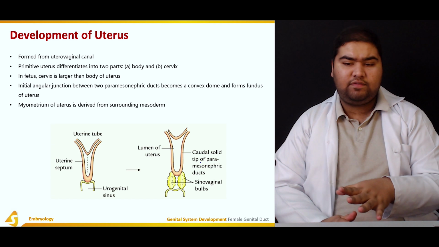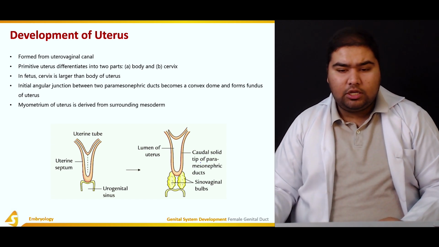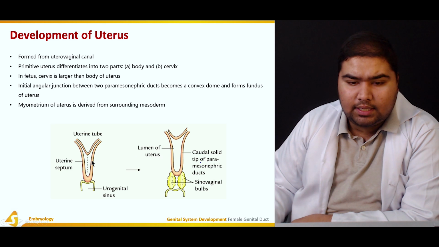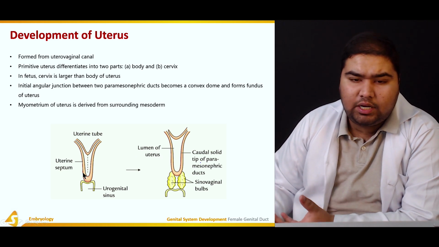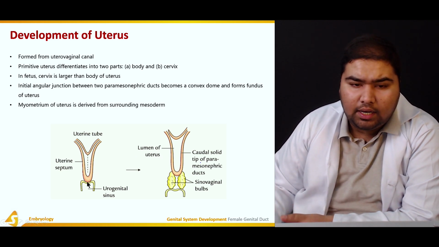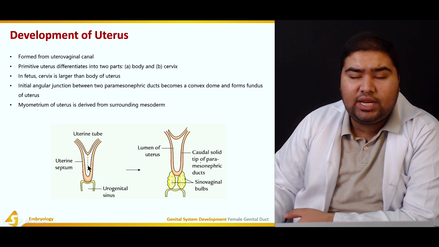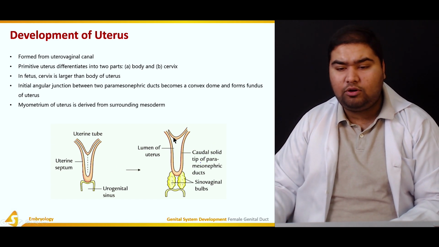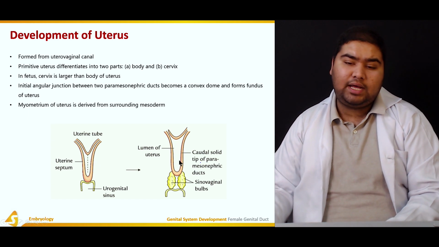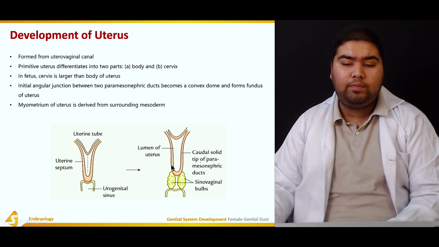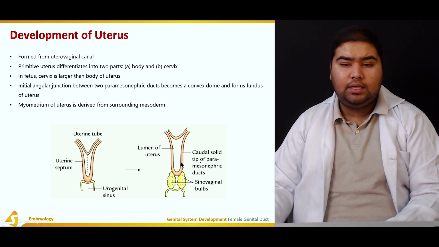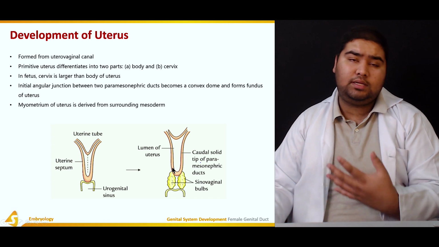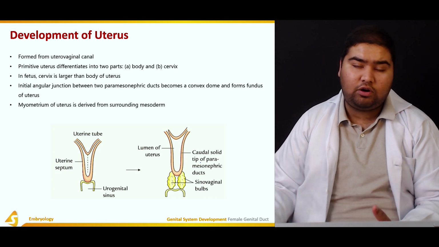So now refer to the figure, it will come very easily. This is the terminal portion of the uterovaginal canal. This uterovaginal canal initially had a fenestrated septum in between it. The fenestrated septum is actually lost. The upper part of this canal forms the body of the uterus, and the lower part of this canal forms the cervix. Now, in the fetus, the lower part, that is the cervix, is larger than the body of the uterus.